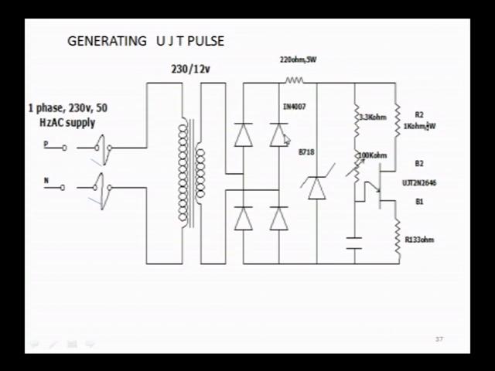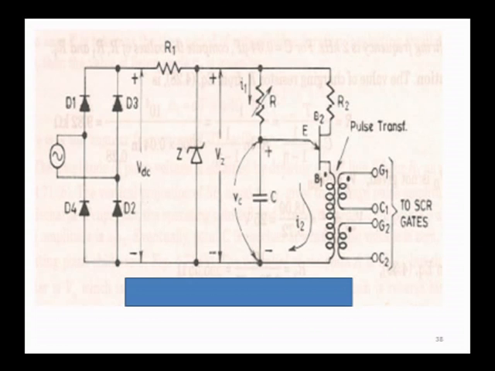And if you are not able to see, I will tell you the values. This is a bridge rectifier constructed using 1N4007, and this is a 220 ohm 5 watt resistor, and this is BZ18. This is a Zener diode, which will clip the voltage, and UJT 2N2646. This resistance is 1 kilo ohm half watt, this is 3.3 K, this is a 100 K resistor, and this is 0.1 microfarad. This circuit will generate the UJT pulse.